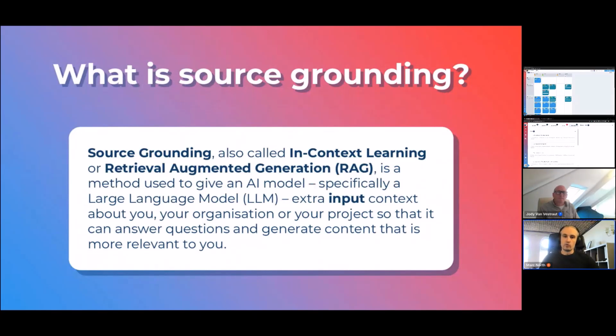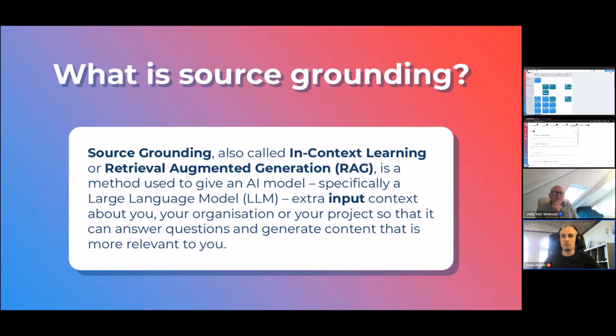So what is source grounding? You might have also heard the terms retrieval augmented generation, or RAG, or in-context learning. Generally the reason we use source grounding is because RAG already means something in the world of MetaGrid. It means red, amber, green. So just to avoid confusion, we tend to stick with source grounding. But if you're reading about AI and you see the term RAG, essentially it's the same thing.